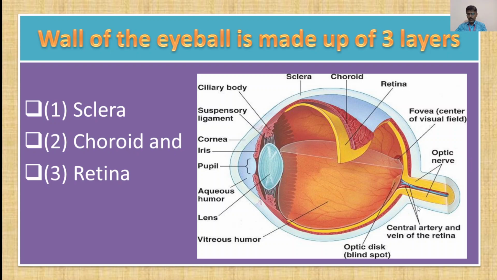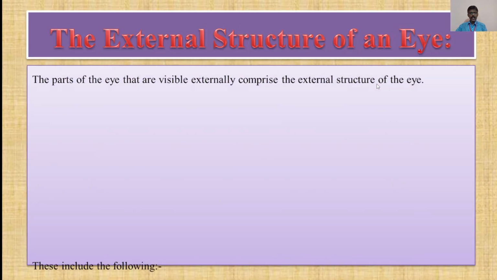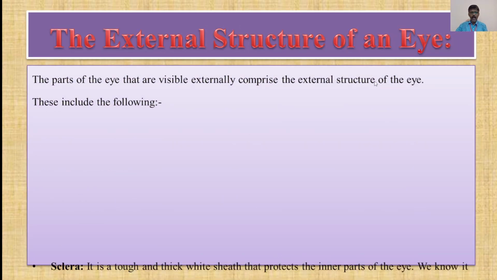Then you are going to see the optic nerve here, and the central artery and vein of the retina are here. Then the optic disc, or simply in our language the blind spot, you are going to see here. Now this is the structure of the eyeball. Again remember, sclera, choroid and retina are the layers of the eyeball. Now moving towards the next part, the external structure of an eye.